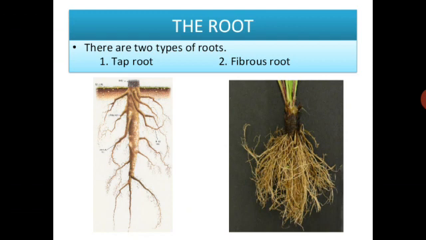Another is fibrous root. When a number of roots grow from the end of the stem, that green colored stem we can see in the picture, when that stem ends, from that ending so many fiber like roots grow, and those fiber like roots are called fibrous roots.